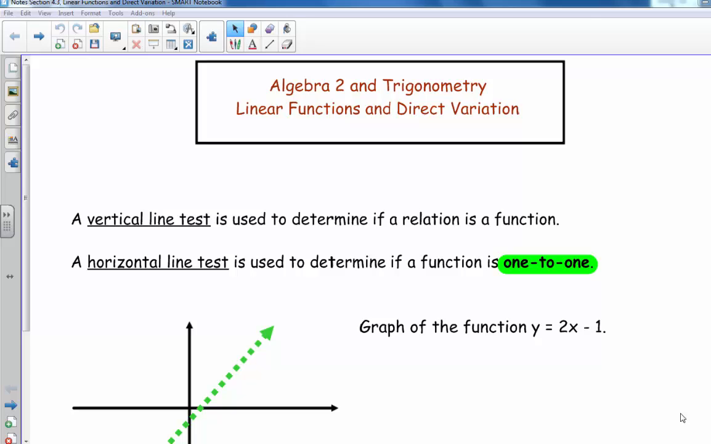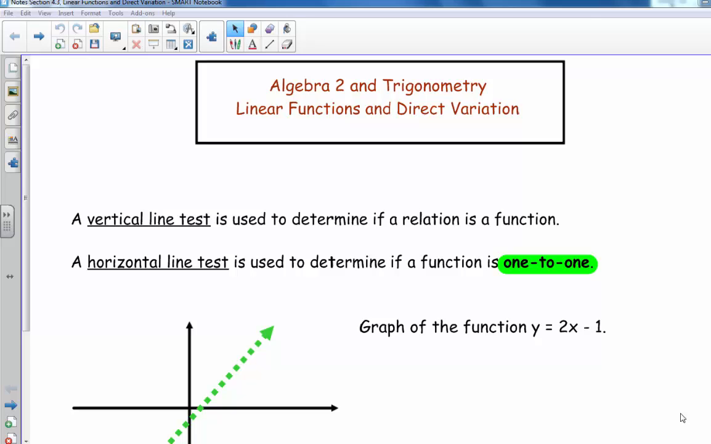So the next section we're going to cover is linear functions and direct variation. You already learned that the vertical line test is used to determine if a relation is a function. So if you draw a vertical line and it hits more than one spot, then the graph is not a function.